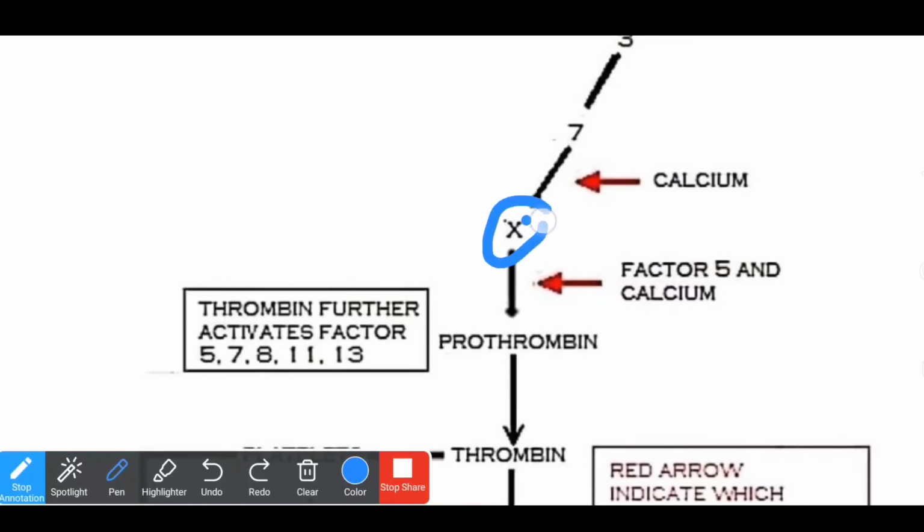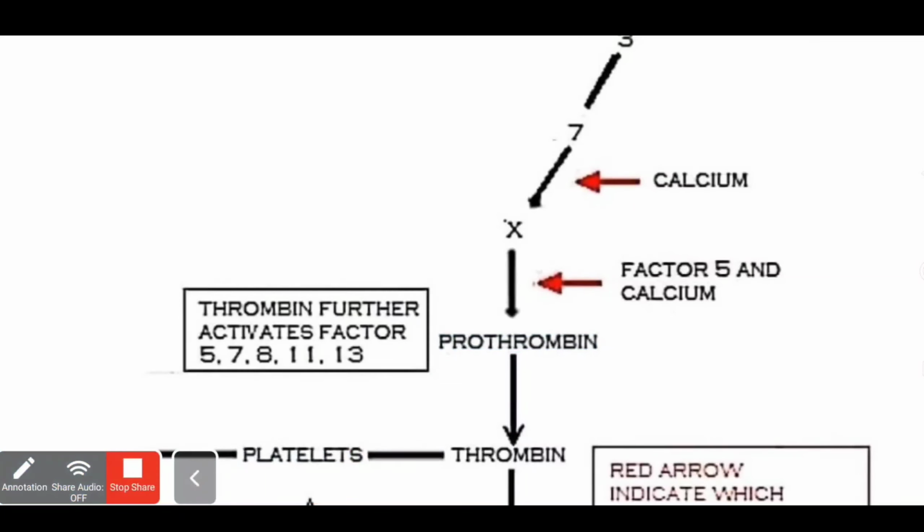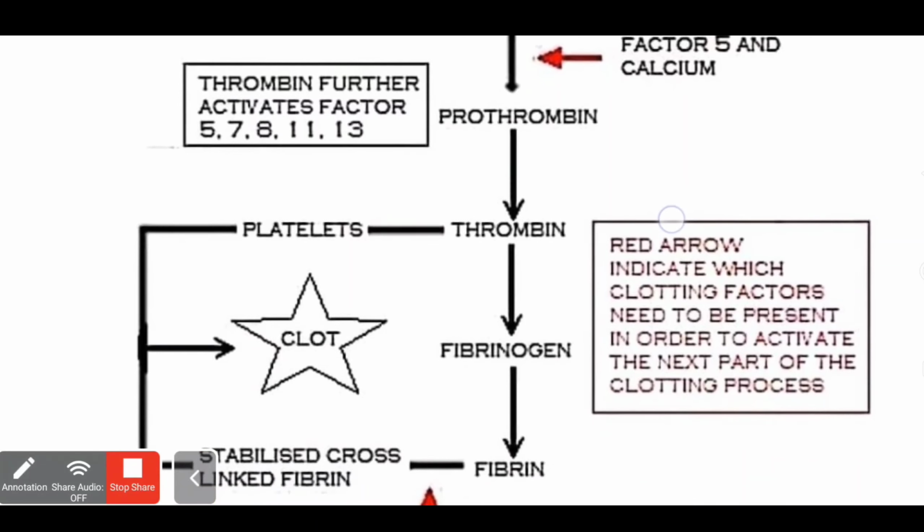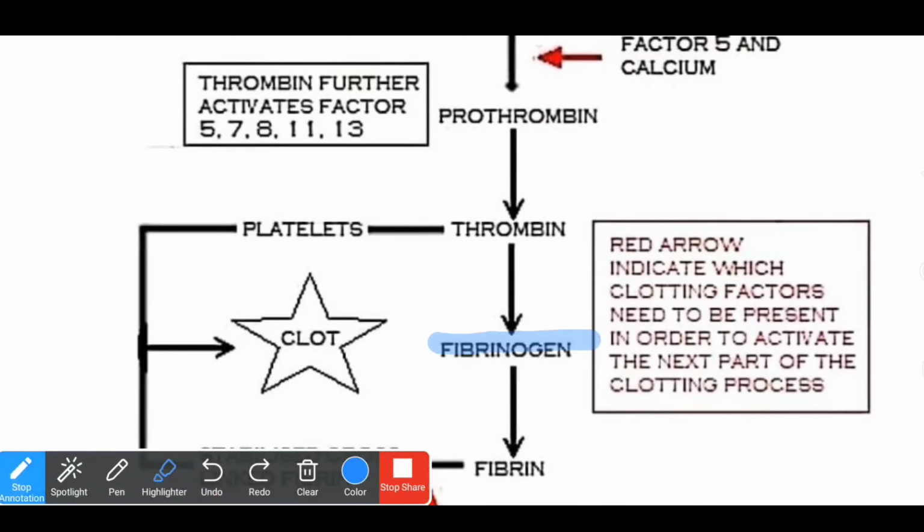Now the 10th factor has come into the picture, and now with the help of factor number 5 and calcium ion, which is factor number 4, these two are responsible for the formation of prothrombin. Now our prothrombin will be coming into action, and this will be responsible for the formation of thrombin with the help of the enzyme thrombokinase.